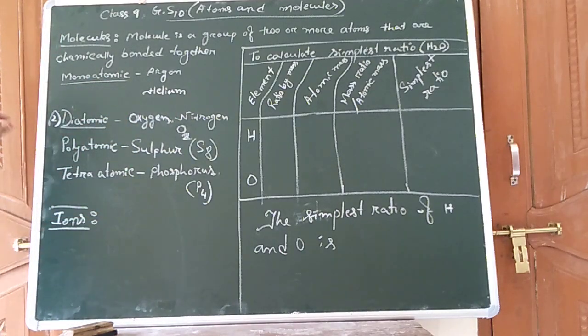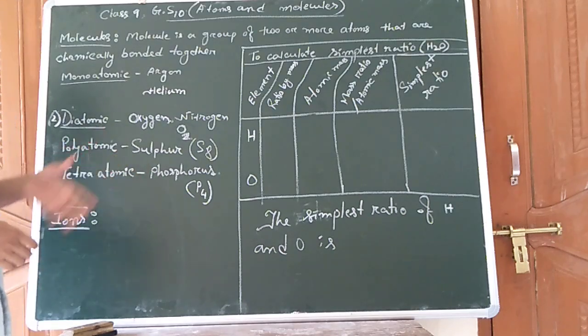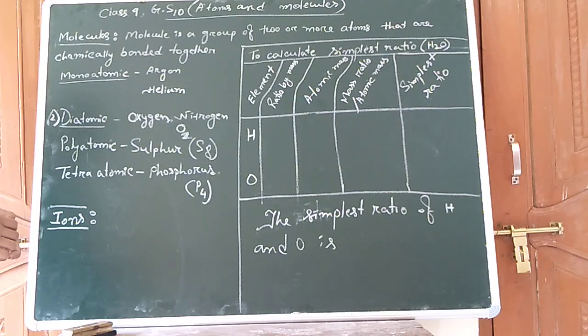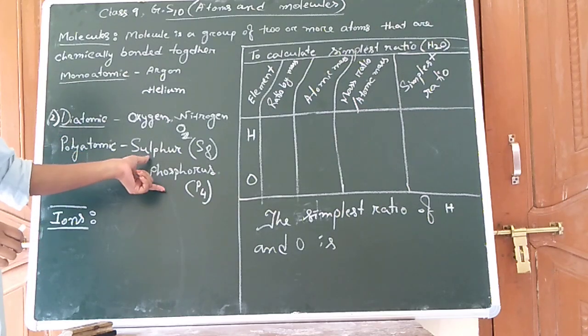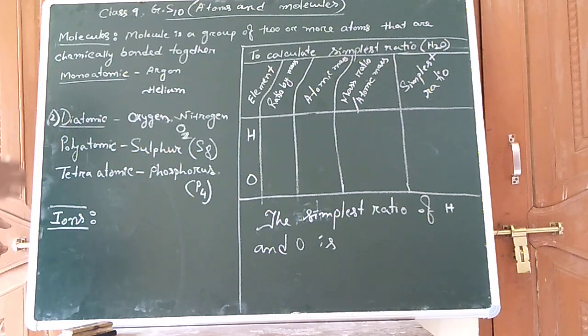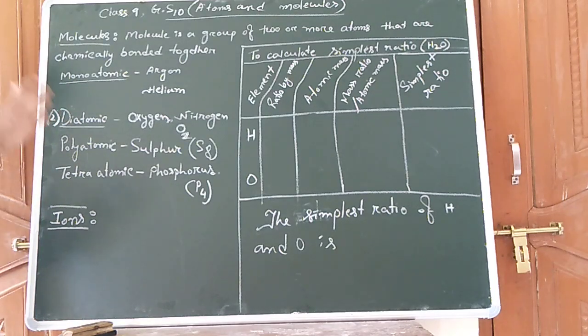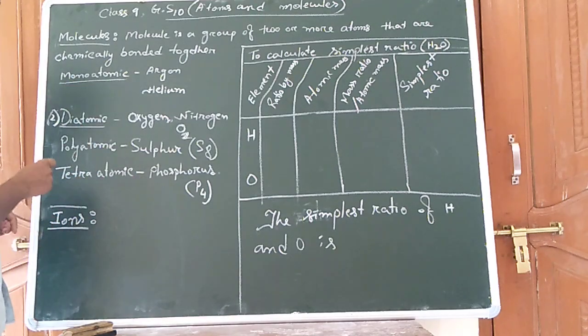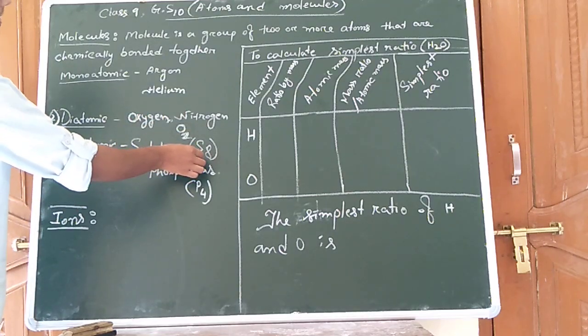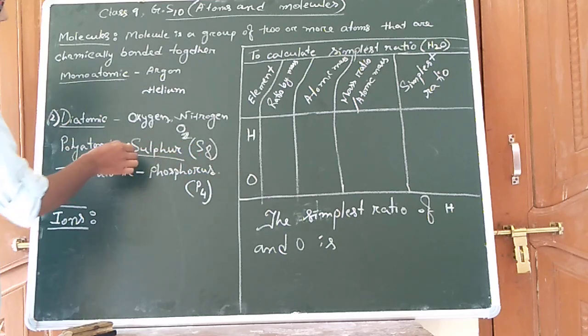If a molecule consists of four atoms, it is called a tetraatomic molecule. For example, phosphorus is a tetraatomic molecule, P4, because four atoms are chemically bonded in phosphorus. Similarly, if a molecule consists of more than four atoms, it is called a polyatomic molecule. For example, sulfur: 8 atoms of sulfur are chemically bonded together to form a sulfur molecule.